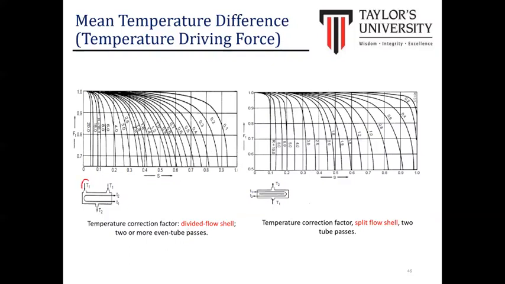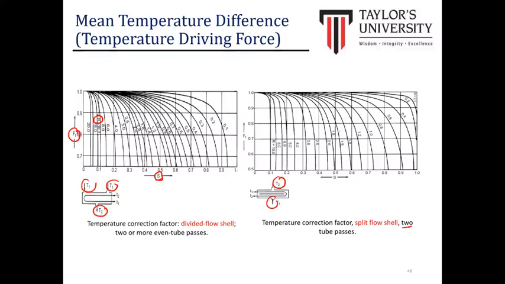So you can see here we have a divided flow shell, two inlets, and we have another outlet. Basically we focus more on the shell. It gives us the value of FT from the calculated value of S and also R. This is for the split flow shell. You can see there are splits for the shell here, and we have two passes too.